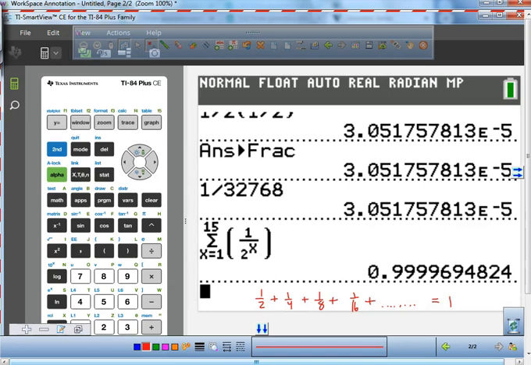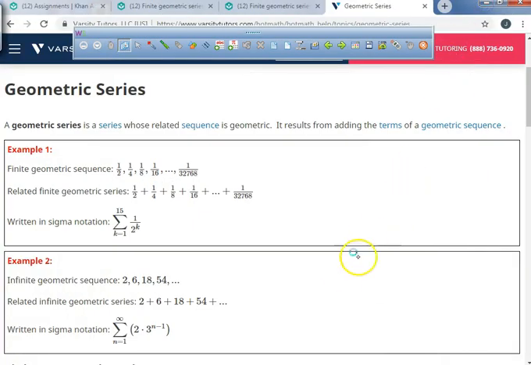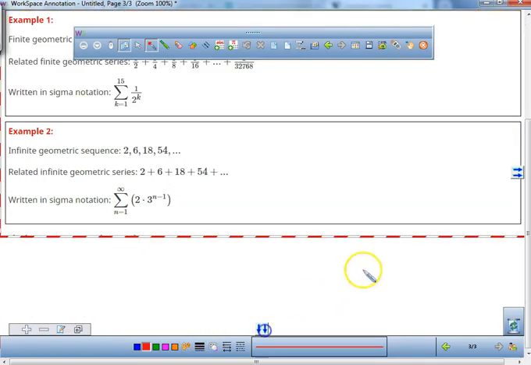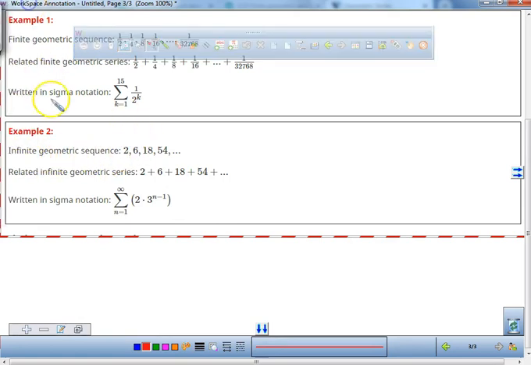All right, let's go back to our example. Right here, we're going to look at example number 2. This says an infinite geometric sequence. An infinite geometric means the last number is going towards infinity. It's like a concept. So what would all of this add up to? It's going to be going towards infinity.